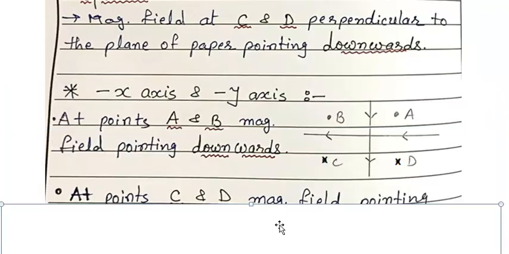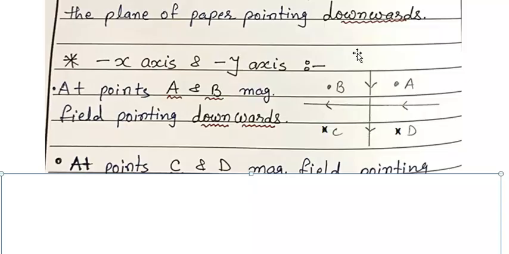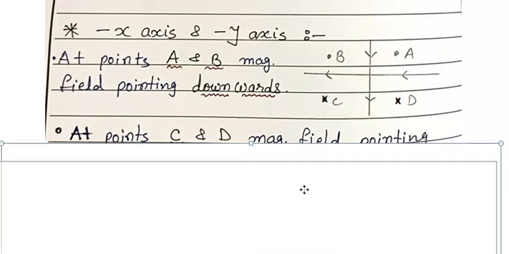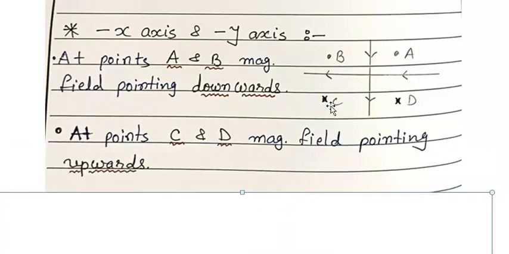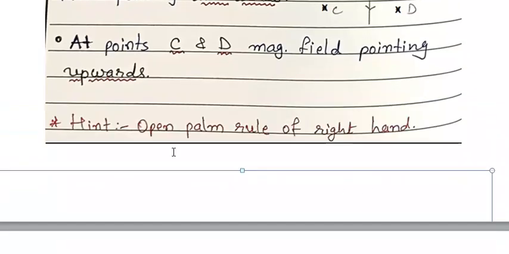Now if we are talking about the current flowing in negative y and negative x axis, here it will be completely opposite to the first case. So from this we can write that at points A and B, the magnetic field is pointing downwards, going inside the plane of paper, while for points C and D, it is pointing upwards, coming out from the plane of paper. To solve this, I have used the open palm rule of the right hand.